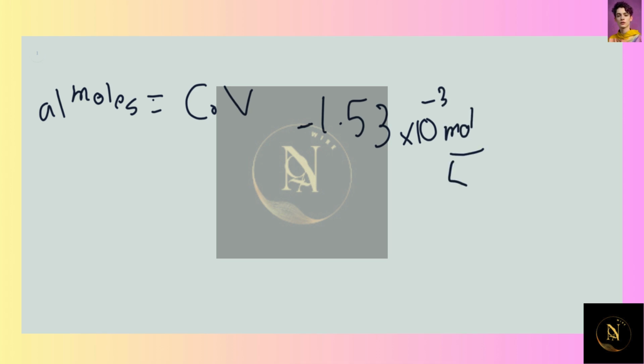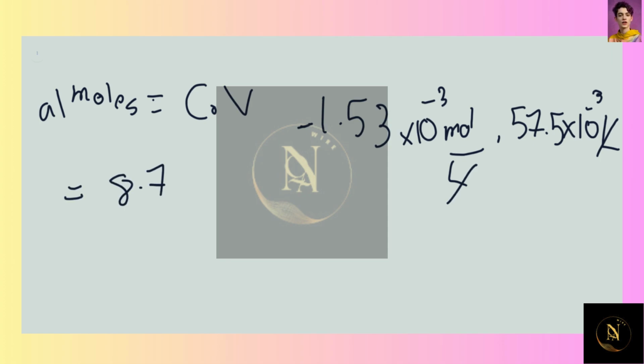And then I have my volume, which is given as 57.5 milliliters. And of course, for unit consistency, I'm going to convert it to liters by dividing by 1000 or multiplying by 10 to the power of minus 3. So the unit is liters. And I get that the number of moles is 8.7975 times 10 to the power of minus 5 moles.